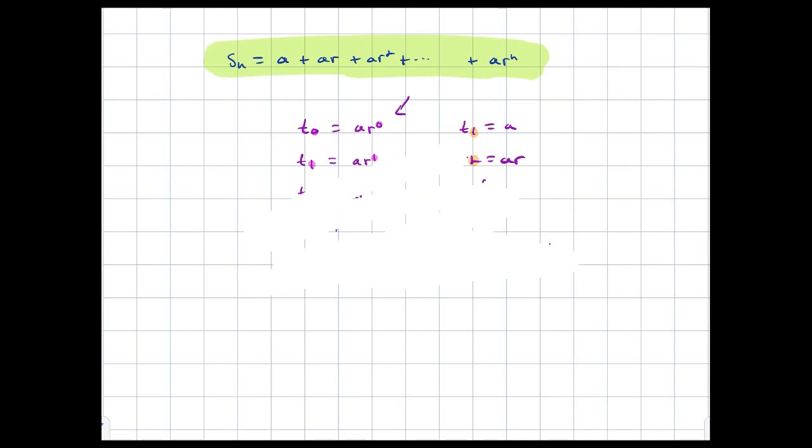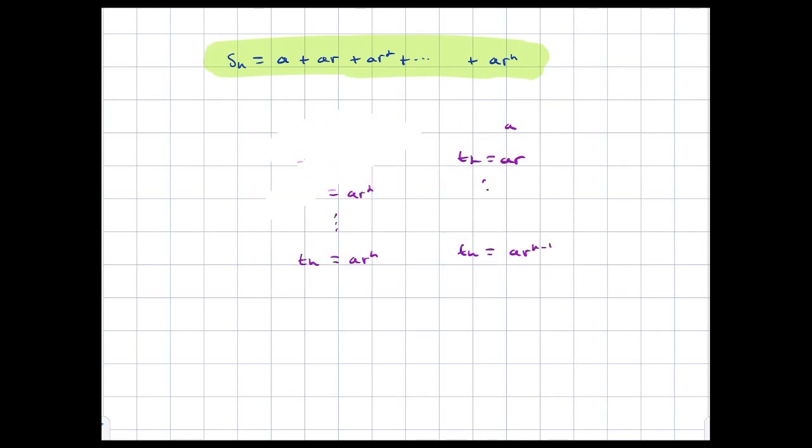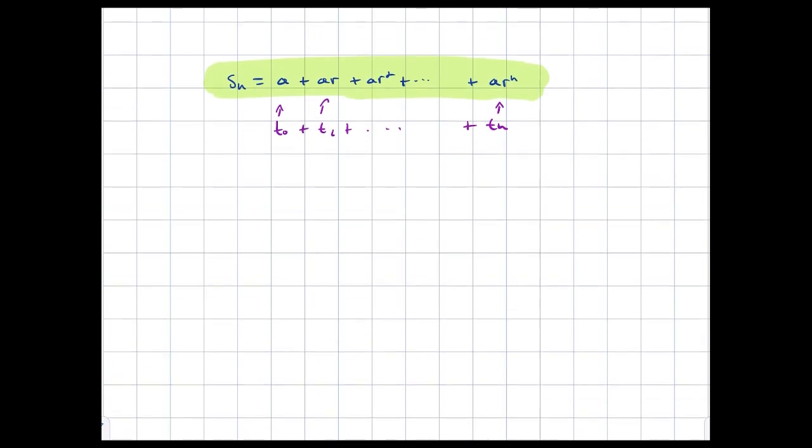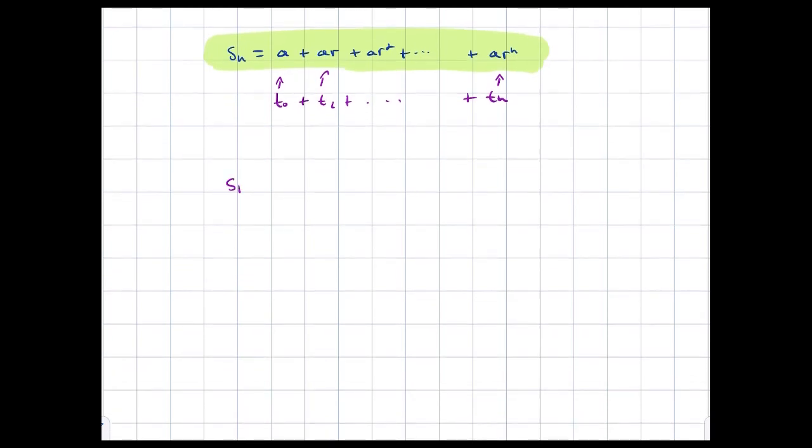So we have here the nth partial sum, the first n terms of the geometric series. So this is t0 plus t1 all the way through plus tn, and these are the corresponding terms. And of course, a series is just when you add up the terms of a sequence. So that's what we've got here. This is the nth partial sum. And the first thing we're going to notice is that I can factor out an a, right? I can say Sn is a times 1 plus r plus r squared all the way through r to the n. And 1 is, of course, r to the 0.